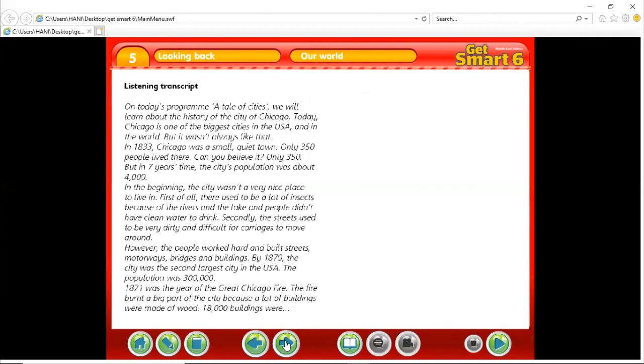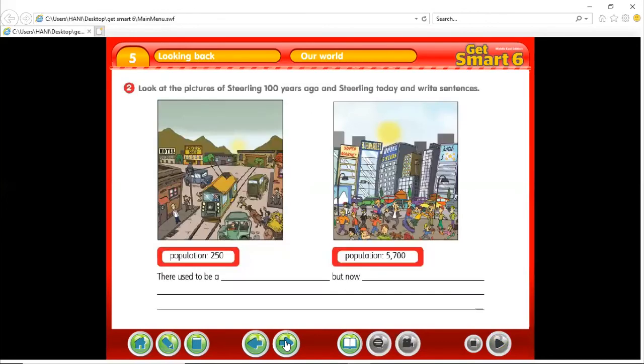Okay. Now here, look at the pictures of Stirling 100 years ago and Stirling today, and write sentences. You're going to look at the pictures and make a comparison between them. There used to be, and now. There used to be in the past, and now, like this. Okay. Concerning the population, yes, 250, now 5,700.